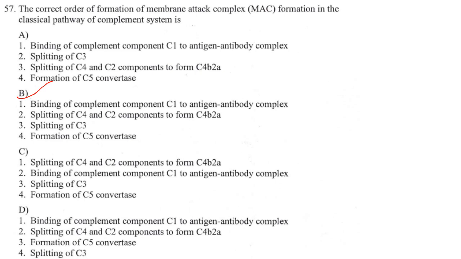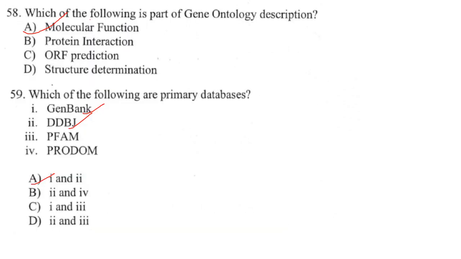The next one. The correct order of formation of the membrane attack complex formation in the classical pathway of the complement system is. So it is option B, that is binding of complement component C1 to antigen antibody complex, splitting of C4 and C2 components to form C4b2A, splitting of C3, formation of C5 convertase. Then next one. Which of the following is a part of gene ontology description? So it is molecular function.